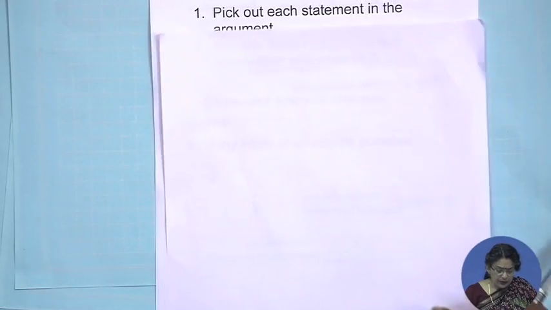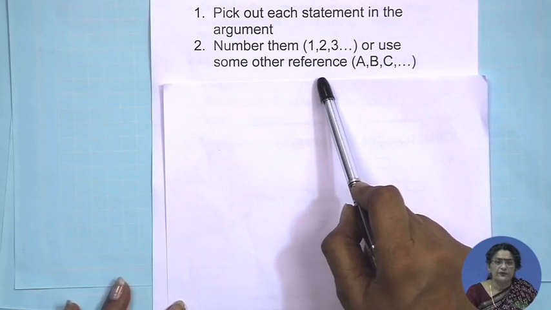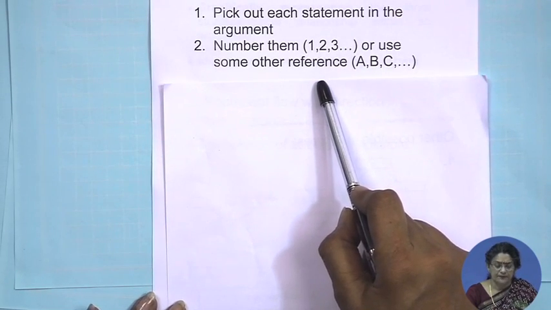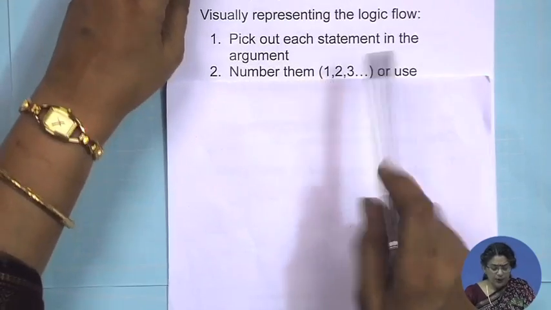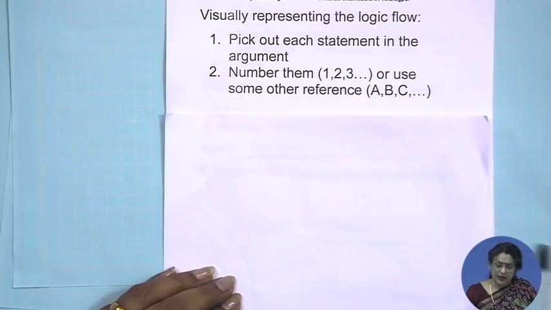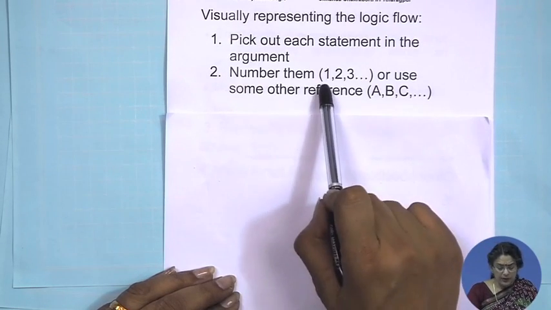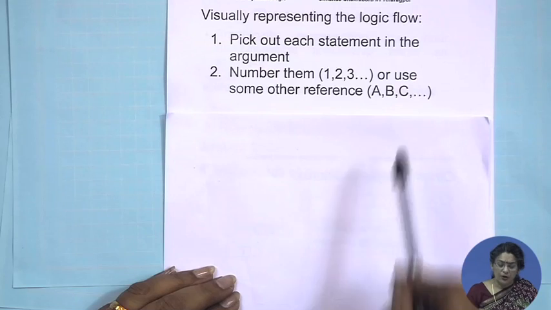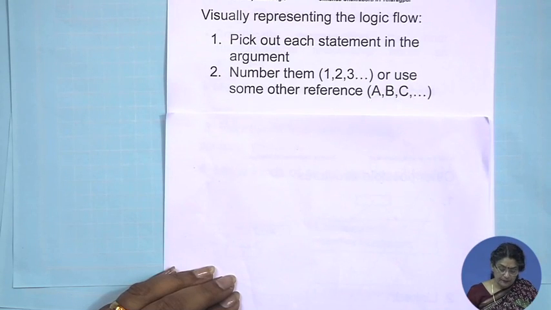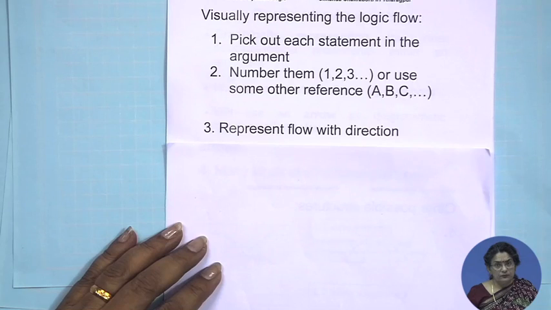And then you do what? You put a number against them or some sort of reference system. So, you might put 1, 2, 3, or you can also use A, B, C. We are not going to use the entire statements, but we will refer to them by these numbers or by these symbols. And then we will try to capture the flow with certain directions.